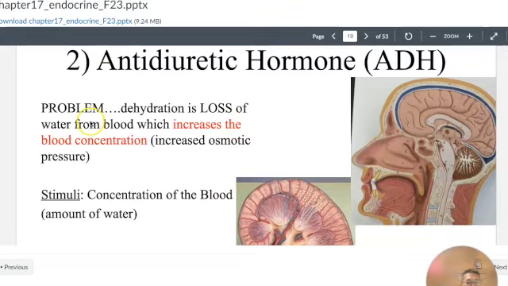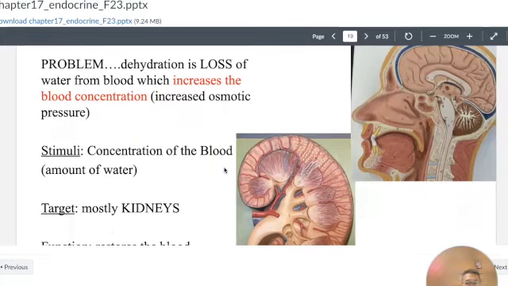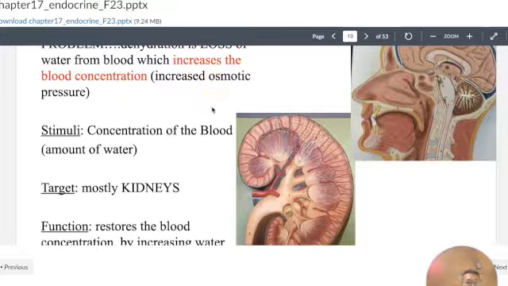Antidiuretic hormones. When you have a problem there, you have dehydration, loss of water from the blood, which increases the blood concentration. Okay, if you don't have enough water in the blood, increased blood concentration, it's getting too thick. The osmotic pressure is too high, it's too thick. Okay.